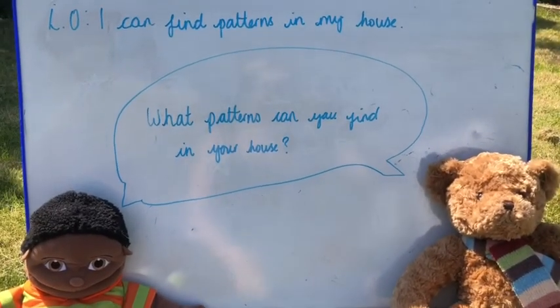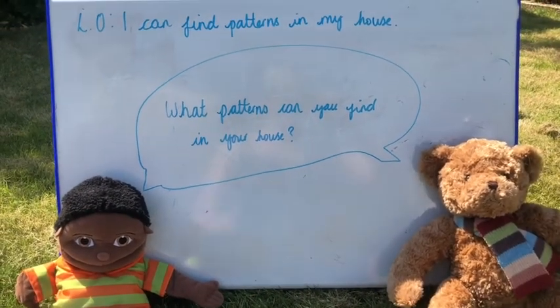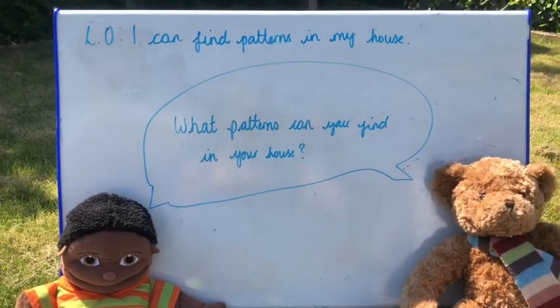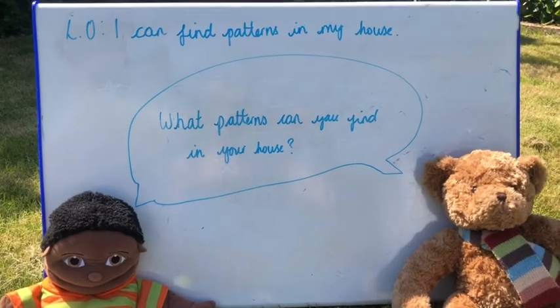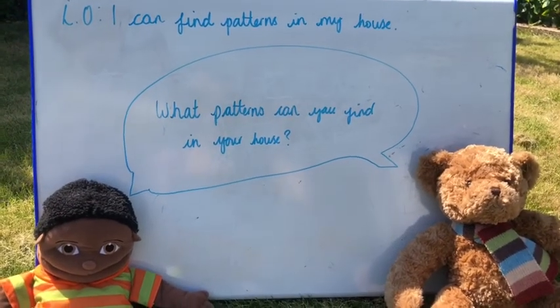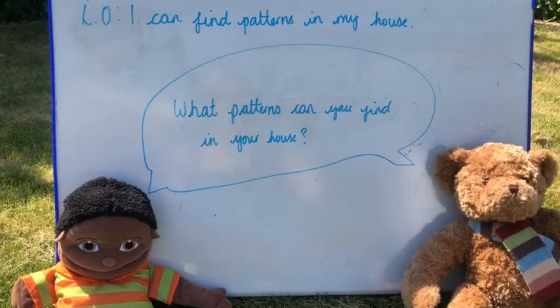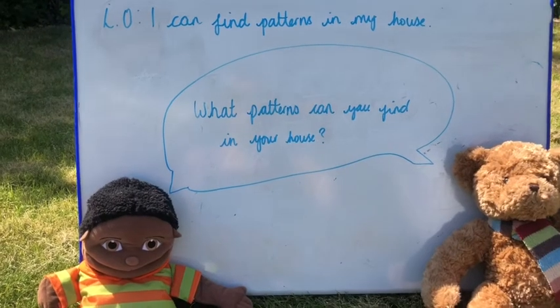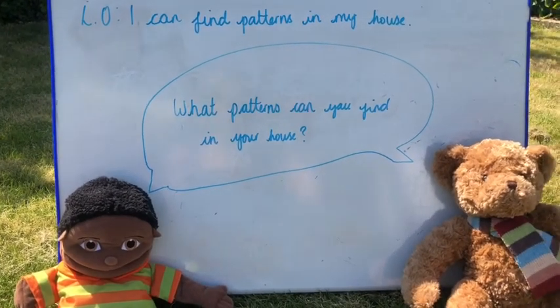Okay guys, now it is your turn. So Rocco and Peaches want to know, what patterns can you find in your house or your home? I'd like you to have a look around. You can either draw them if you can, you can write about them in your workbook, you can write what it was. If it's a curtain, you can say, I found a pattern on my curtain, it was blue and red and it had stripes on it.